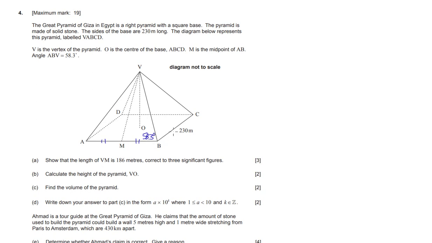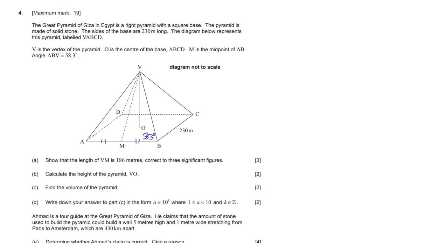Okay, so first thing, show that the length of VM is 186 meters. So note that when it says show, you actually have to show your steps. That's what they're going to look for. They're not going to look for you coming up with 186. They want to know how you came up with 186.